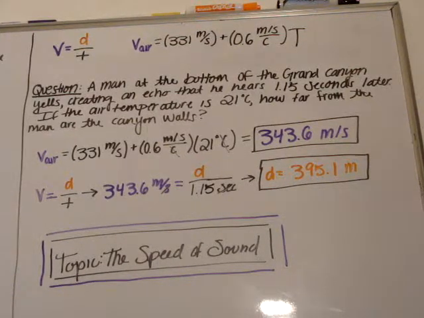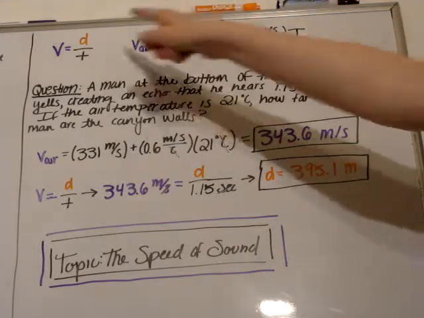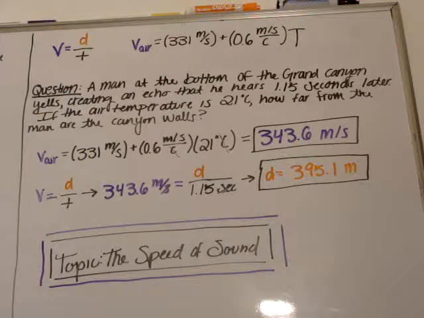Okay, so this is a practice problem for the speed of sound, and there's two main equations that we're going to be using that you can see on the top. The first one is velocity or speed equals distance over time. The D stands for distance, and then the T stands for time up here on the left. And then the equation on the right is V sub air, which means the velocity of sound in air.